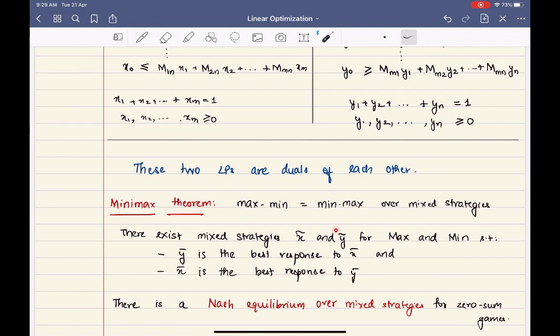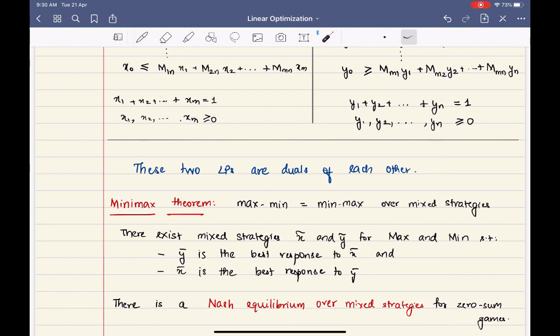Now similarly, if max knows that min is playing y, then the best response would be x bar. So first of all, there is no reason max should not play x bar, because if min plays y bar, then it's best for him to play x bar. Now again, there is no reason why min should not play y bar, because if max plays x bar, then the best response is y bar. And since we know that the max min is achieved at x bar and the min max is achieved at y bar, both players play these corresponding strategies. So this is a Nash equilibrium over mixed strategies. So there is no incentive for each player to deviate, and these x bar and y bar are the optimal solutions of these two LPs.